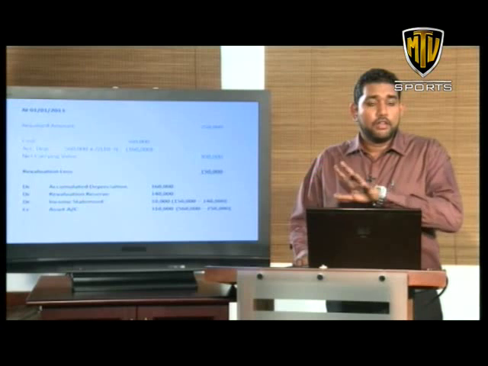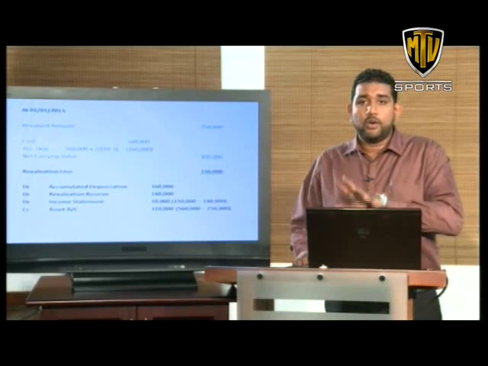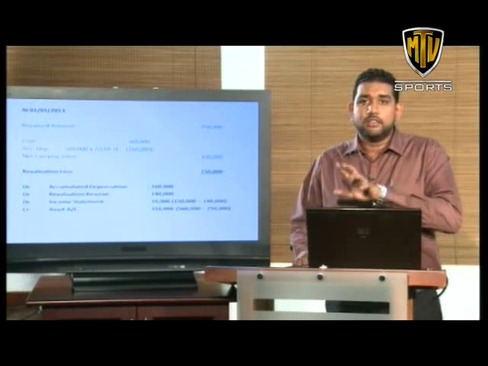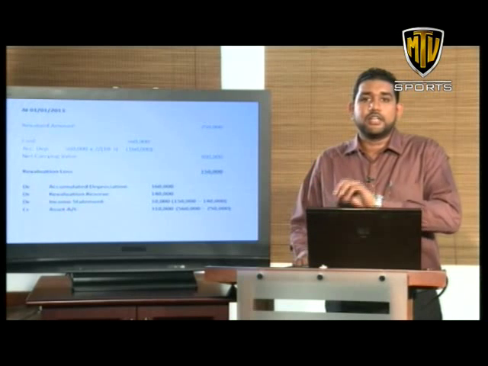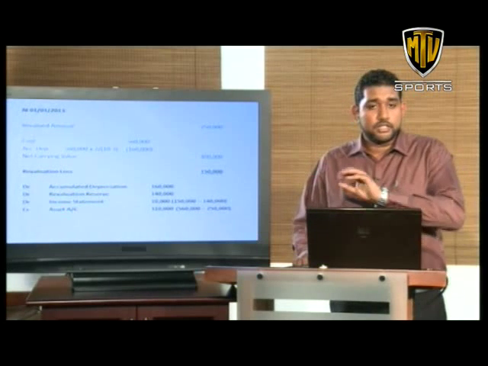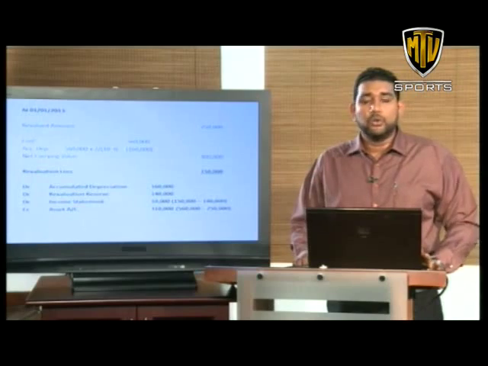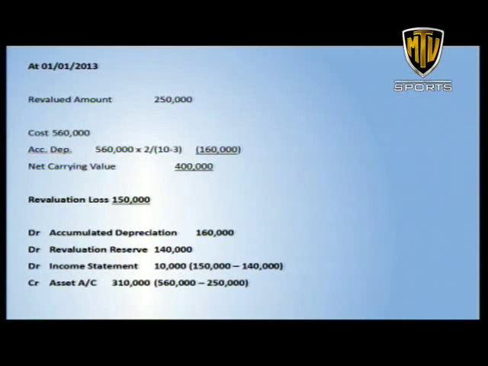Gain is for $140,000. When you have a revaluation gain and if you have a subsequent revaluation loss, the loss needs to be charged against the revaluation gain first. Charge it against the gain, anything excess will go to the income statement. So the double entry will be debit accumulated depreciation 160,000, debit revaluation reserve 140,000, debit income statement 10,000, credit asset account for 310,000. So that's IAS 16 for you all.